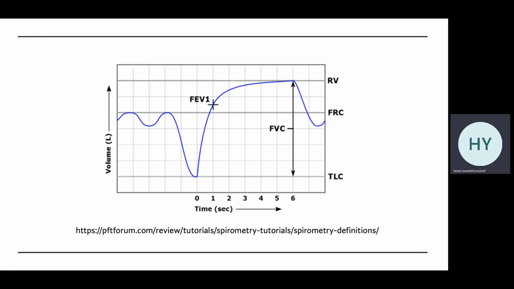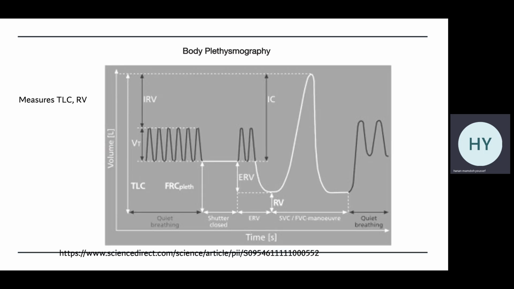And one of the most important items on the lung function test, or pulmonary function test, is the FEV1. FEV1 is the amount of air expired in the first second, and it's called forced expiratory volume in 1 second. This is one of the single most important determinants of the patient's lung function, as well as FVC and DLCO. But FEV1 is one of the important parameters.